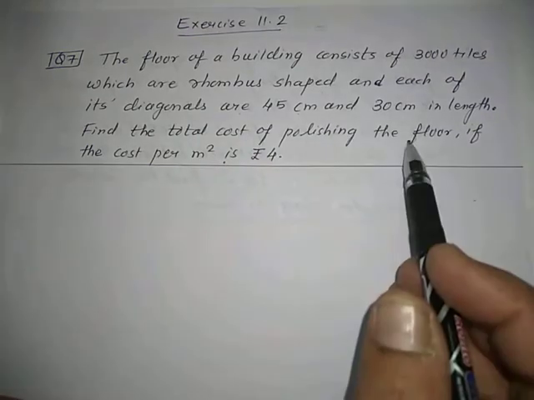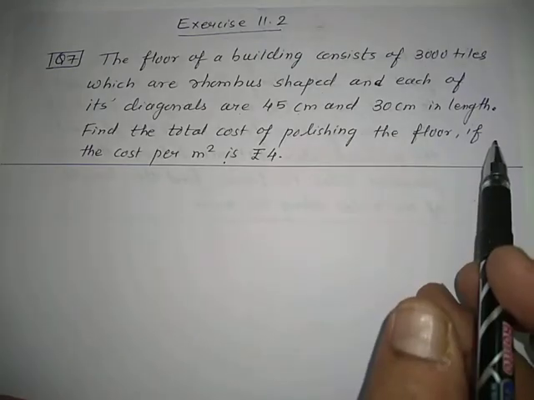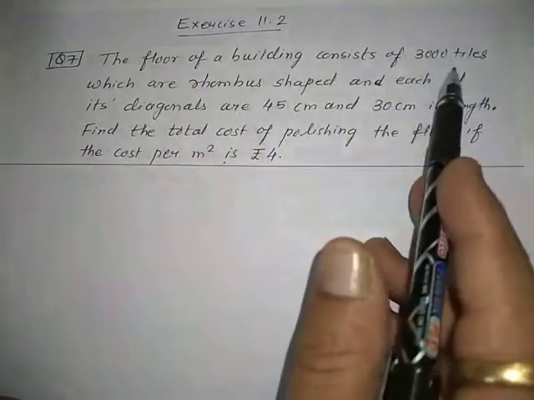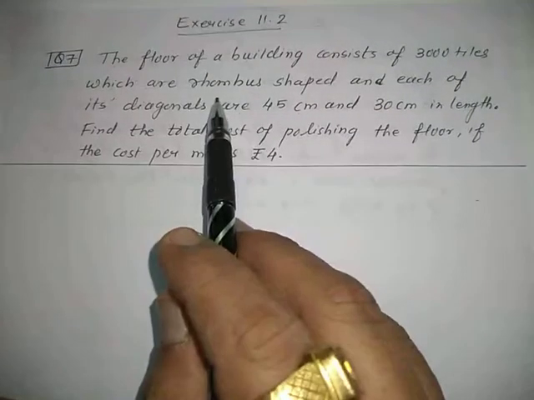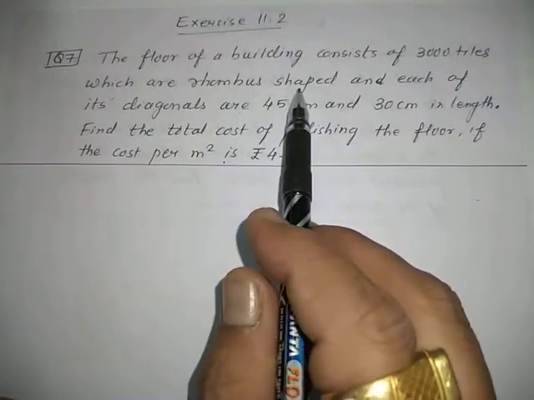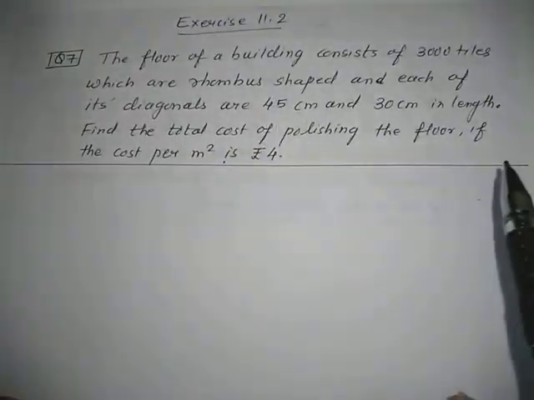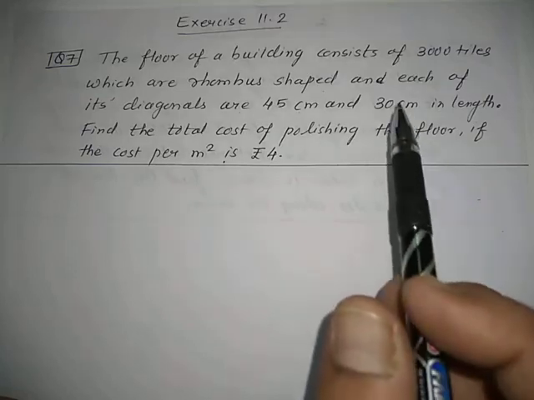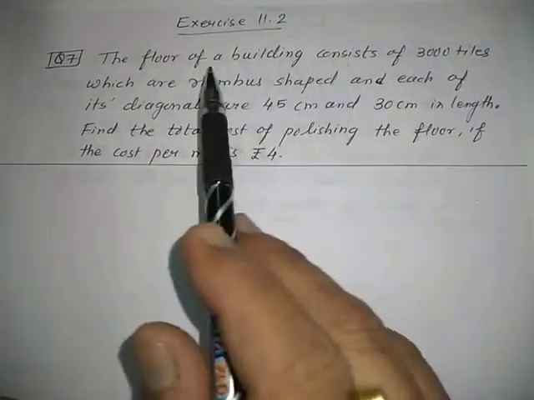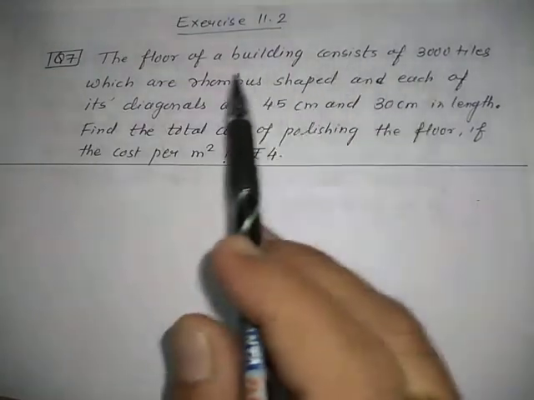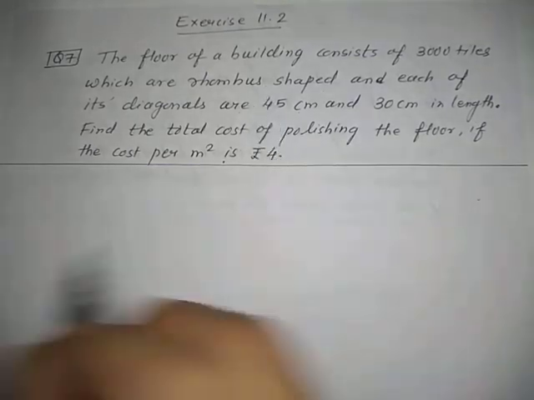So for the cost of polishing, we require the area of the floor. So the area of the floor is not given, but they have given the number of tiles fitted on it, and the tile shape is rhombus shape. So we can find it on the basis of the number of tiles. So the area of the floor is equal to the number of tiles multiplied by the area of a tile.